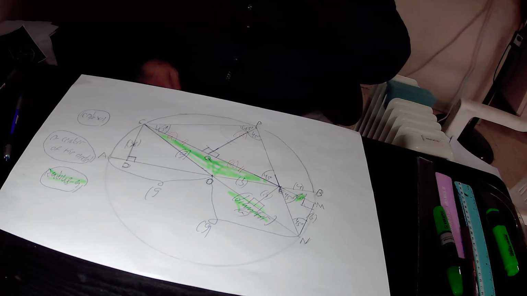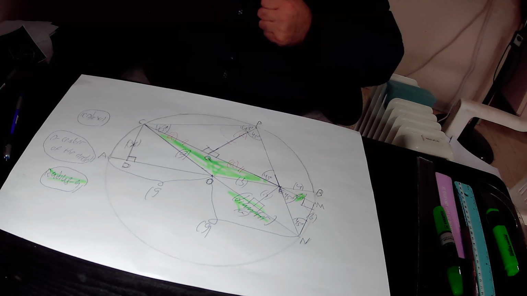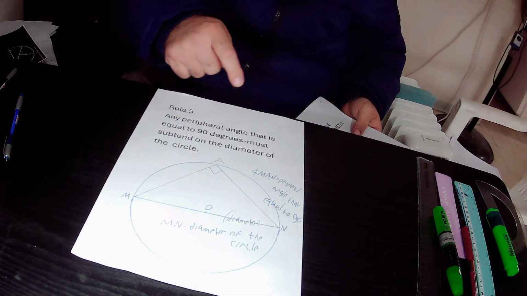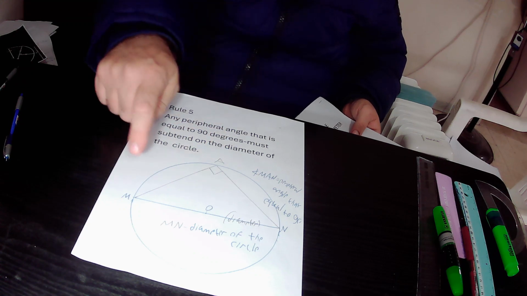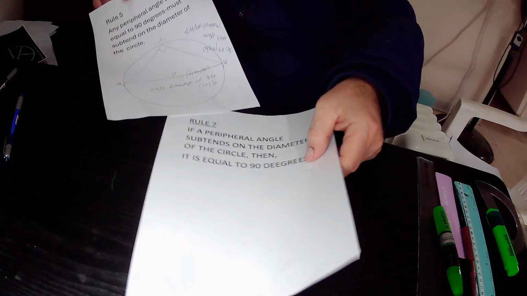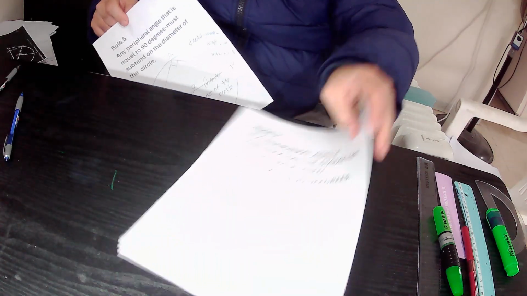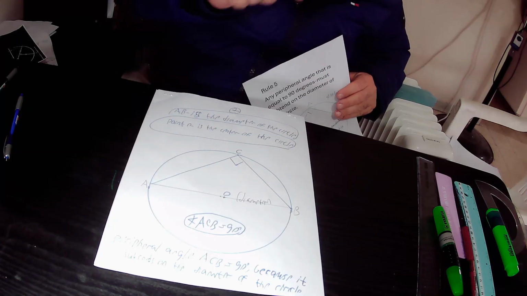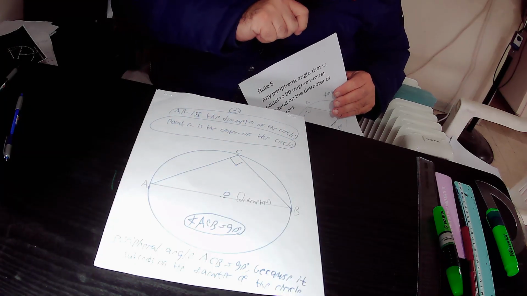I repeat again, rule 7 is the converse of rule 5. According to rule 5, if an inscribed angle is equal to 90 degrees in size, then it must subtend the diameter of the circle. But according to rule 7, that is the converse rule of rule 5, if we know that an inscribed angle subtends the diameter of the circle, then it must be equal to 90 degrees in its size. Okay.